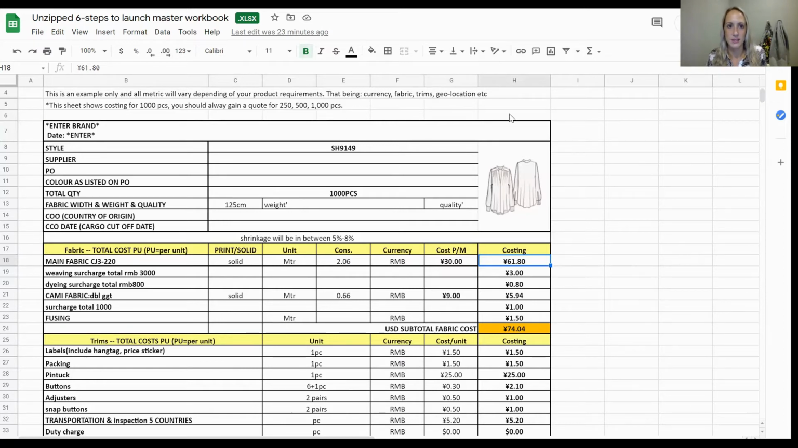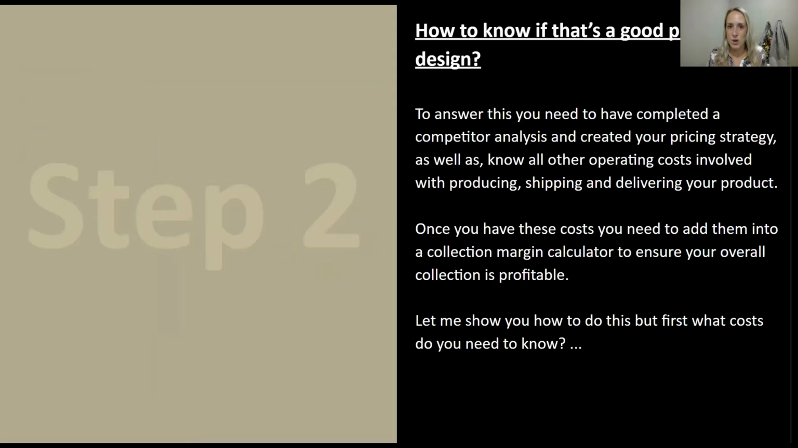Okay, let's move to the next step. So now you know what a costing sheet looks like. You understand you've got a cost per unit. So now you need to actually understand if that's a good price.